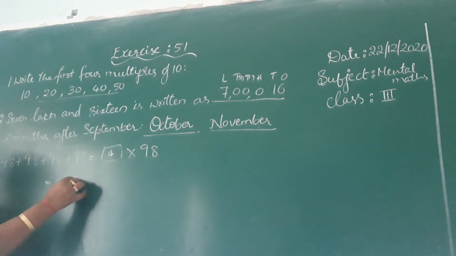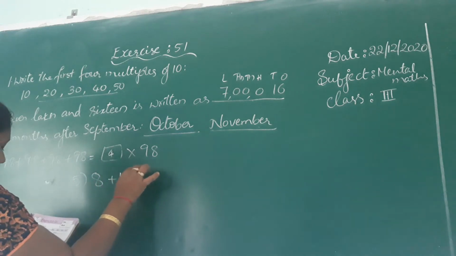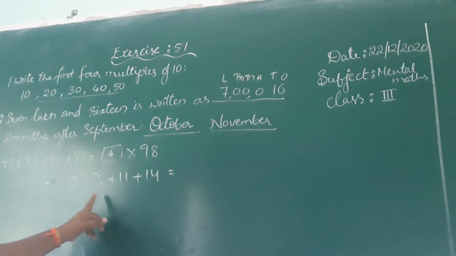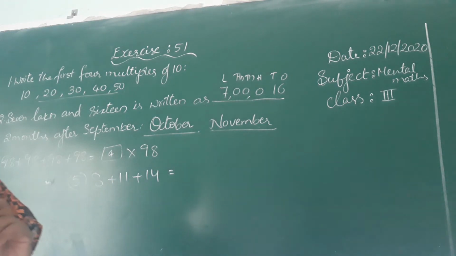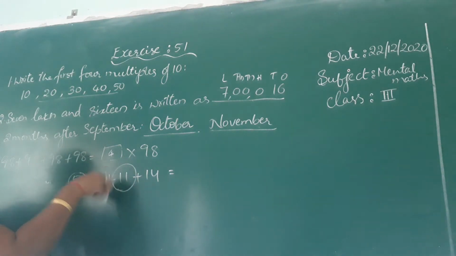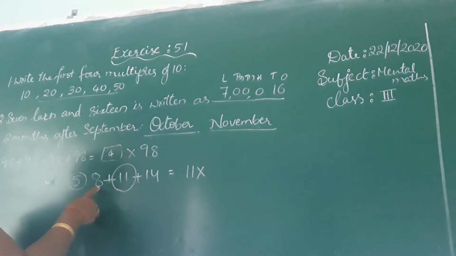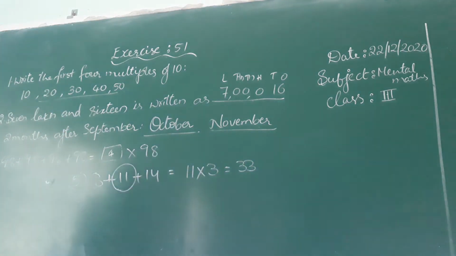Okay, see the fifth one. 8 plus 11 plus 14. Children, if you observe, each number differs by 3. If you add 3 to 8, you will get 11. If you add 3 to 11, you will get 14. So these numbers all have the same difference. You have to circle the middle one. What is that middle number? 11. And you have to multiply that middle number with the number of numbers. How many numbers are there? 1, 2, 3. 11 times 3, then you will get 33.